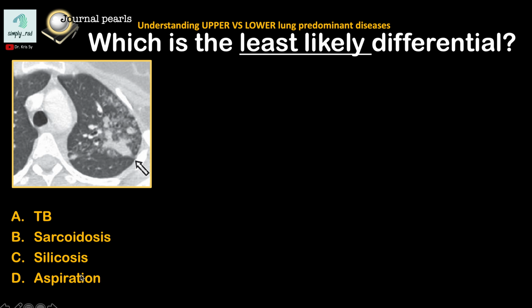So the answer is D, because for aspiration, because of the effect of gravity, the opacities would more likely develop in the dependent regions and in the lower lobes. So the answer is D.